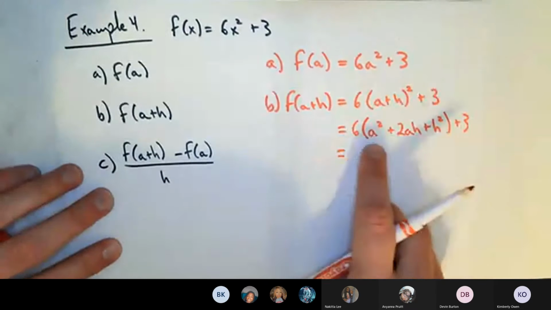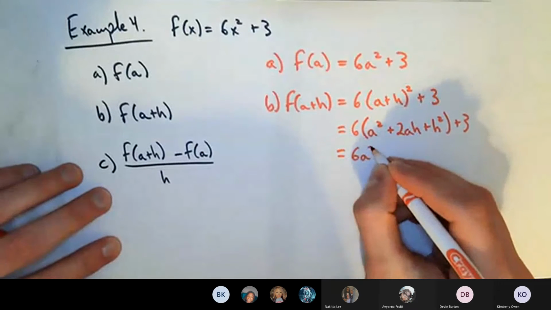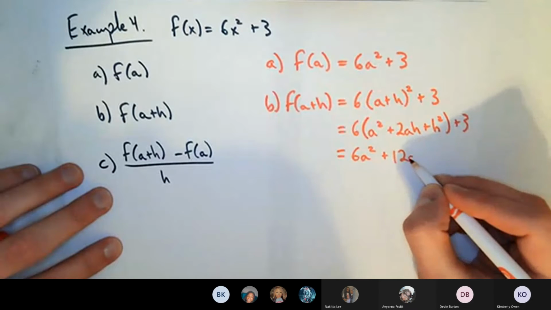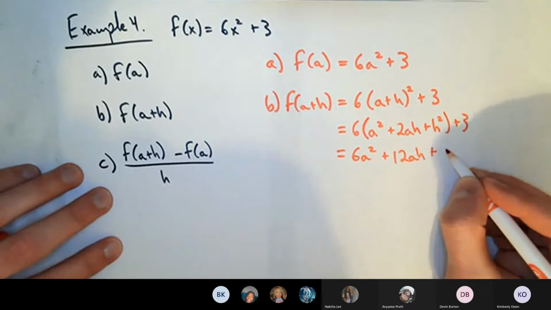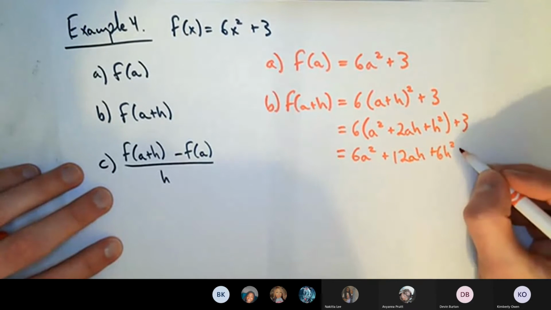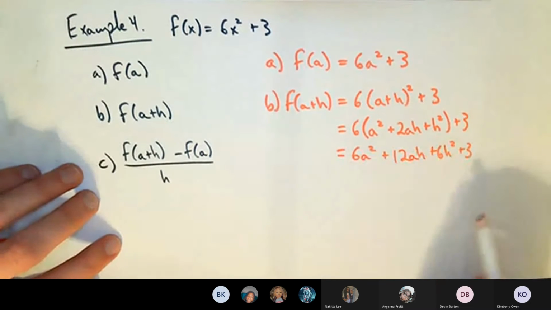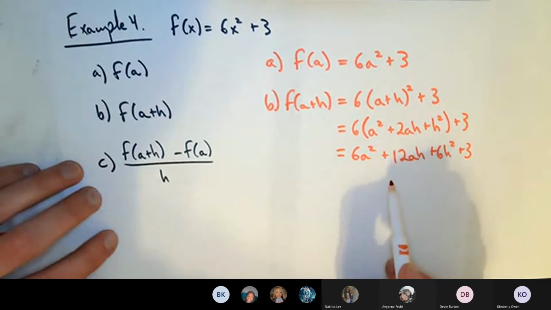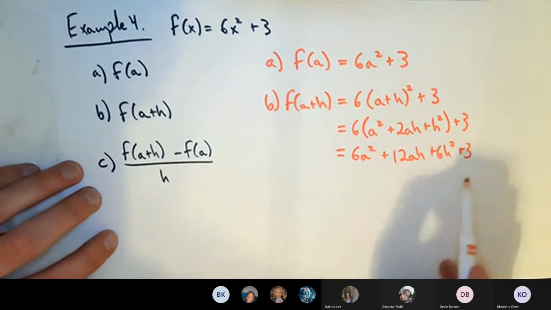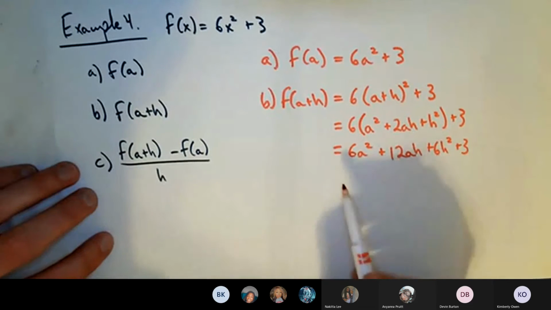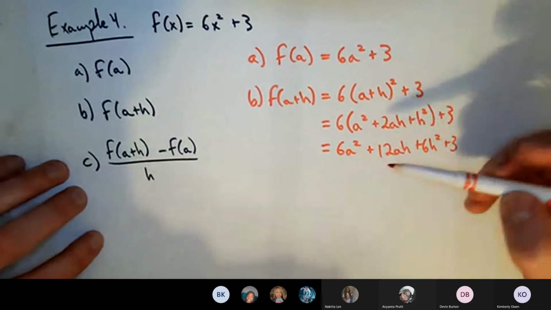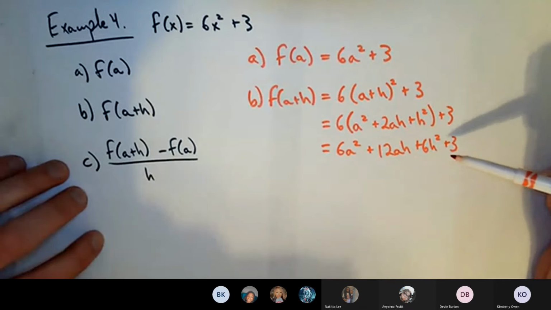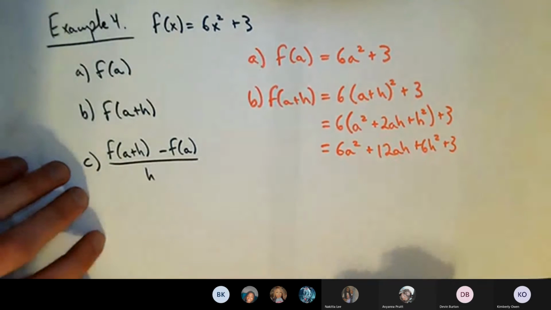Okay, now I'm going to distribute the 6. 6a squared, 6 times 2, 12ah, and then plus 6h squared. And then barely room for the 3 there. There it is. Okay, so that's part B done, because there are no like terms here. That's a squared, that's ah, that's h squared, and that's a constant. These are all completely different. I'll read it out loud just in case you can't make that out too well. That's 6a squared plus 12ah plus 6h squared plus 3.